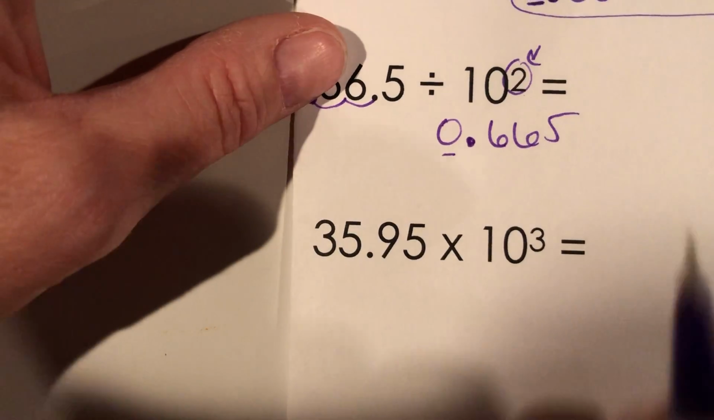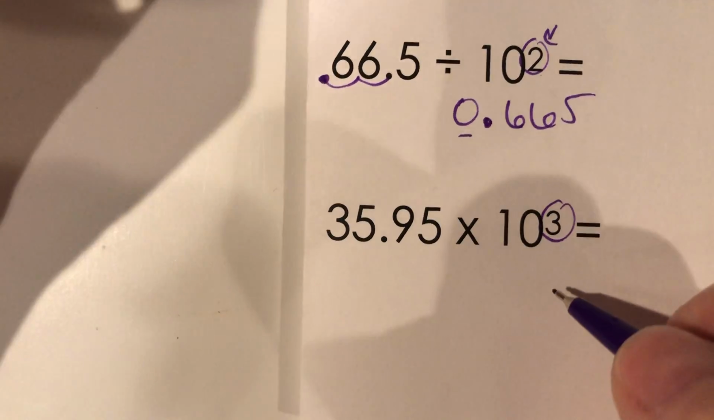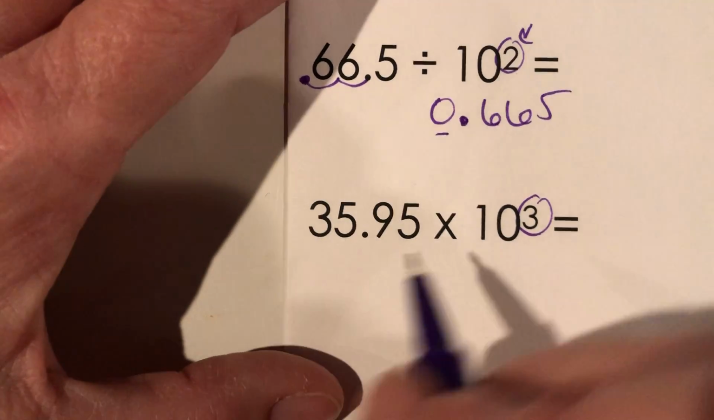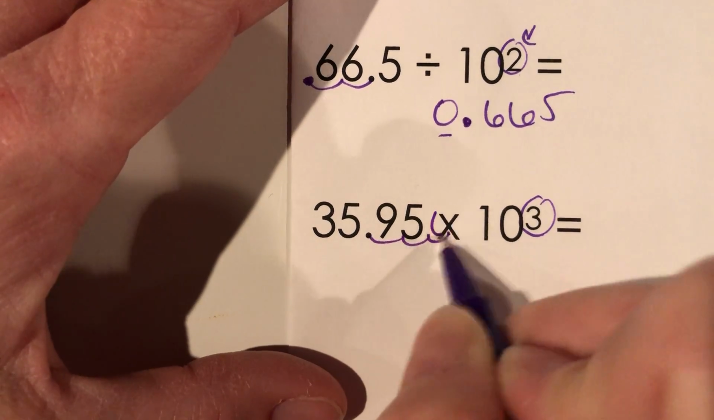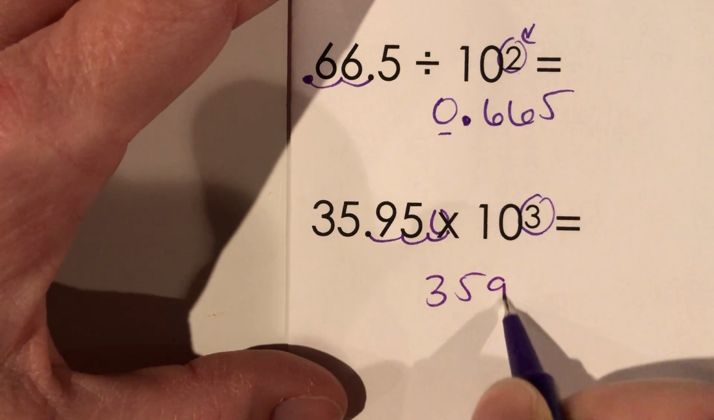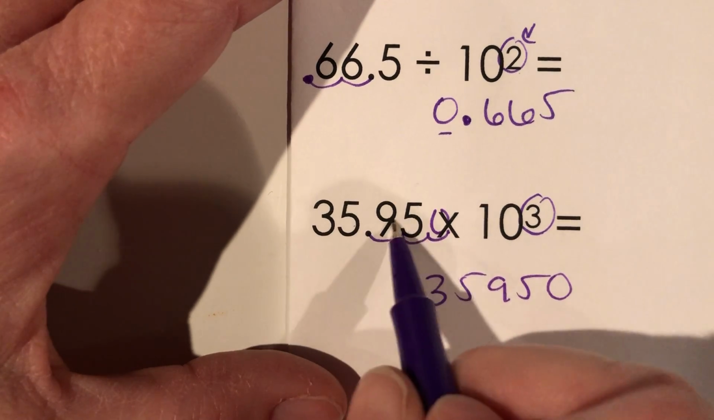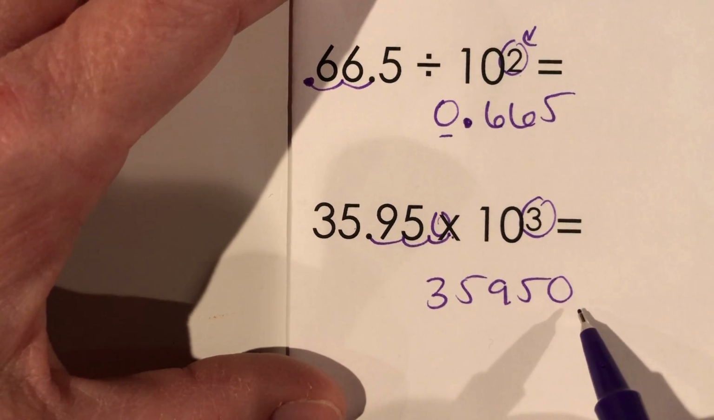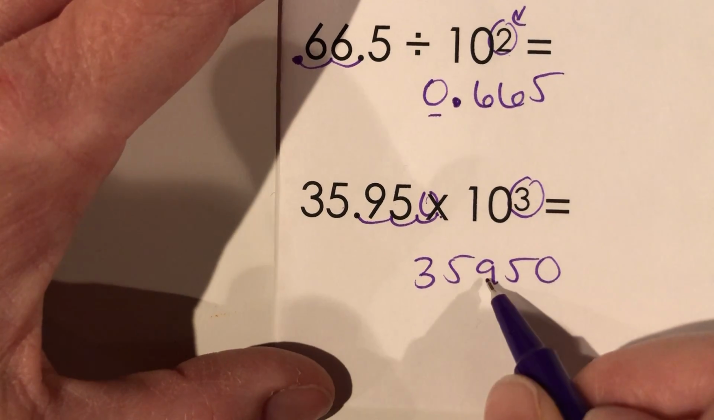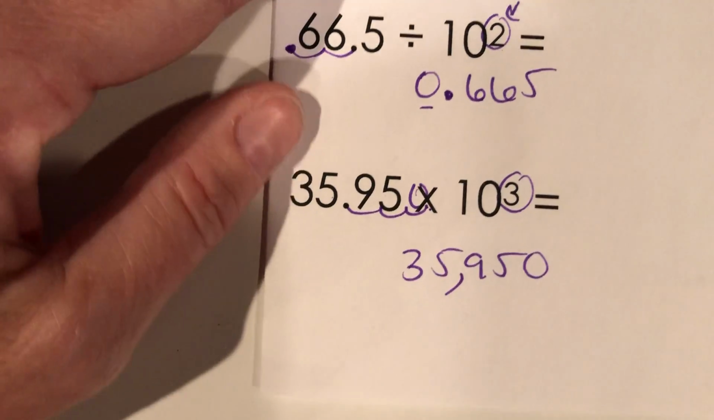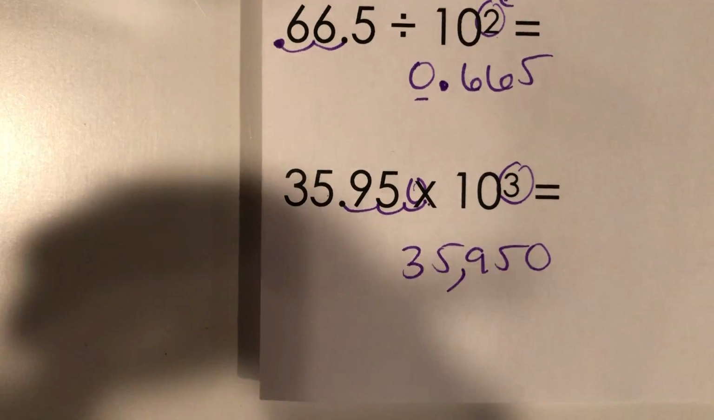And last but not least, we are multiplying by 10 to the third. That's the same thing as multiplying by 3 tens. So I need to move 3 places to the right with my decimal. 1, 2, 3. I have an empty hop. I'll put a 0 in. So I'm going to write down all of my digits. 3, 5, 9, 5, 0. It's now at the end. I don't need to write it at the end. This is the whole number. It looks silly. But I do need to put my comma in. So our answer should be 35,950.